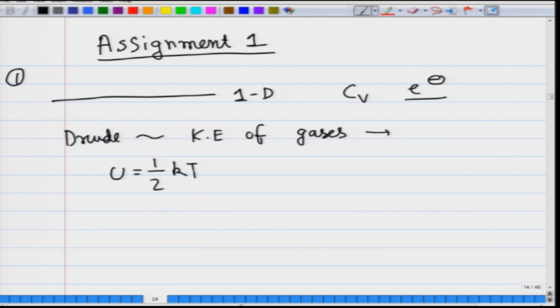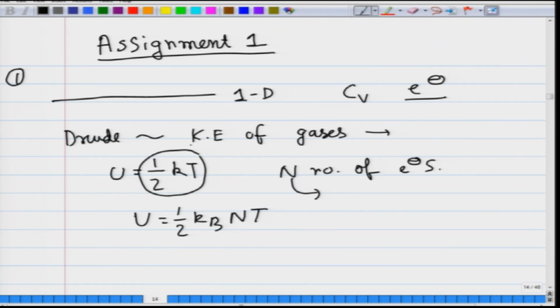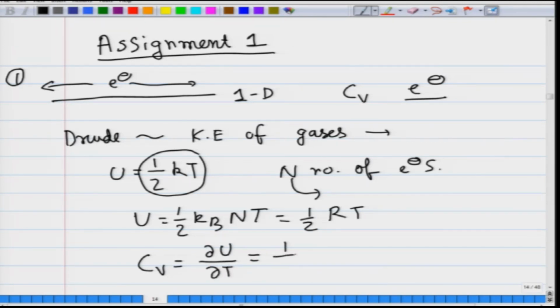Now, suppose we can assume that there are n number of electrons, n is the Avogadro number. So, total energy is half kB n T. This half kBT comes because we have one dimension. So, the electrons can move only in one direction. So, we have 1 degree of freedom. So, here we get half RT. So, specific heat, del U del T, will be half R. So, the correct option is option T.